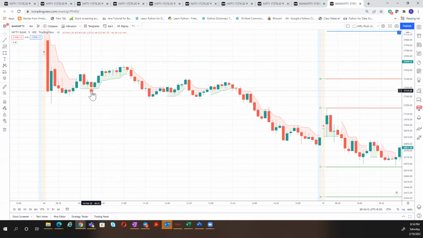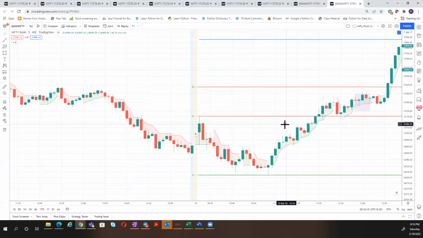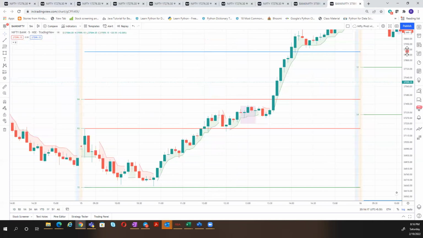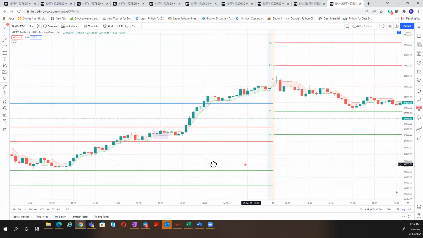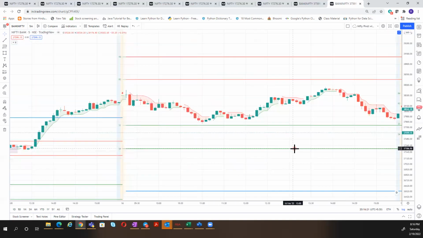The candle is not closing below. Now, irrespective of pivots, you can identify a strong trend using this super trend. Now, what if the price is between R3 and S3?